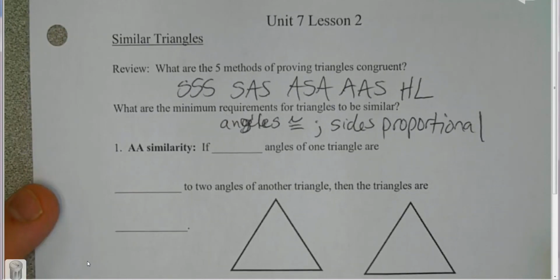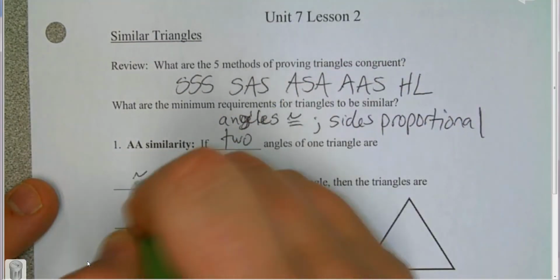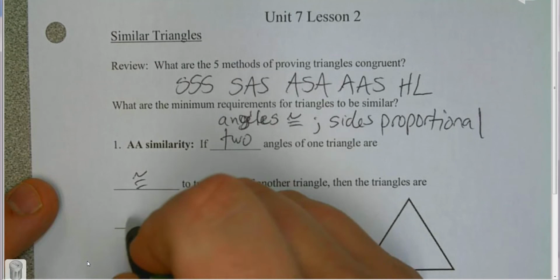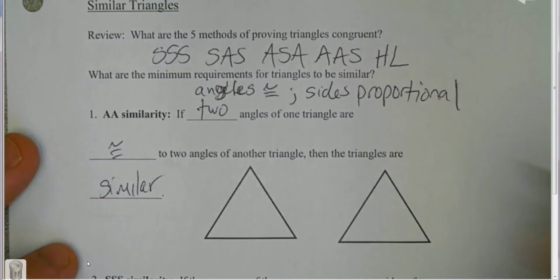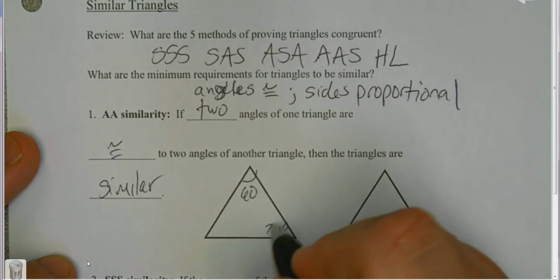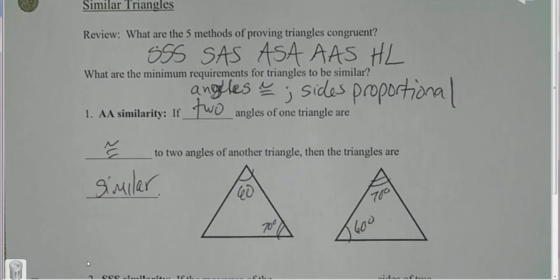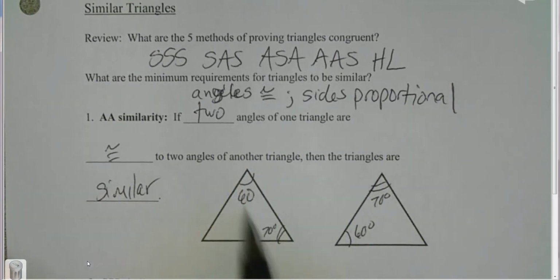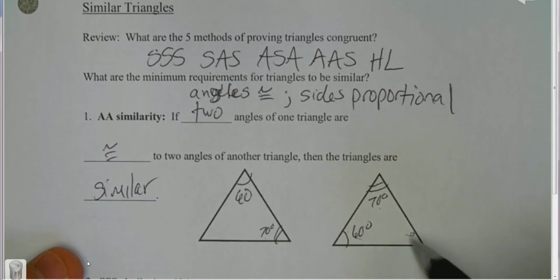The first is angle-angle similarity. If 2 angles of one triangle are congruent to 2 angles of another triangle, then the triangles are similar. Now, we know this is true because we've talked about this in the past. If this is a 60-degree angle, and this is a 60-degree angle, and if this is a 70-degree angle, and this is a 70-degree angle, what has to be the third angle for both triangles? Well, 60 plus 70 is 130, so 50 degrees has to be the missing angle here.